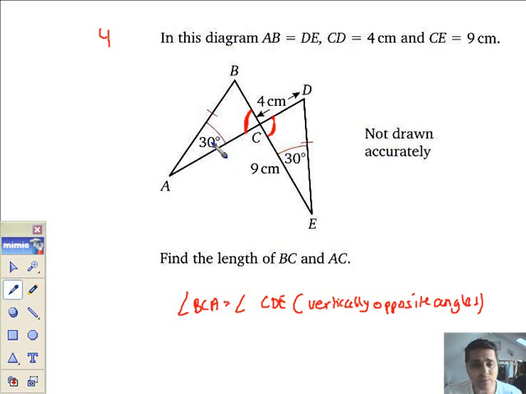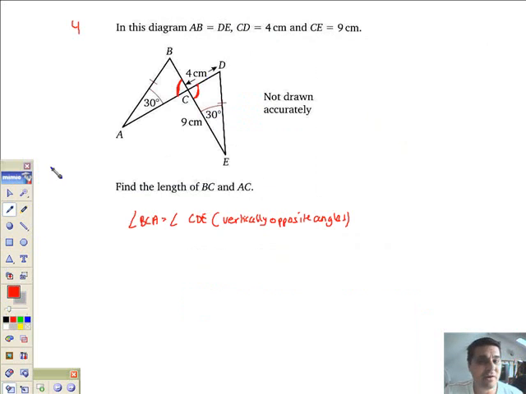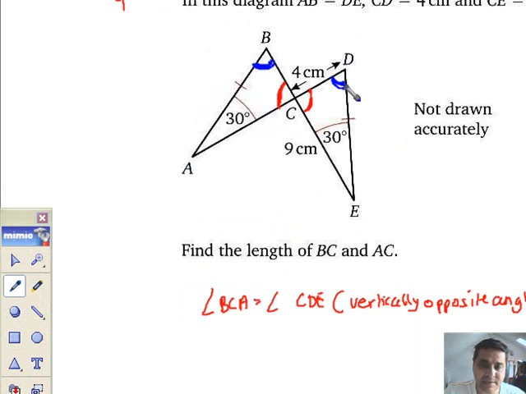Now look, if this angle is 30 and this red angle is whatever, what's left over must belong to angle B and angle D, and they must be the same as well. If I've got two angles in a triangle that are the same as the other two angles in the other triangle, then their third angle must be the same as well. Now I'm going to show that by putting a little blue arc here. So this B angle and this D angle is the same. Now let me just state that in a different way. So angle ABC equals angle CDE.